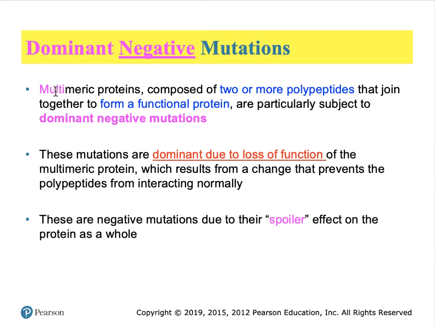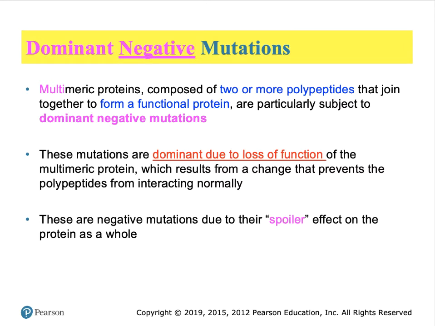So we call those multimeric proteins. The reason these mutations are negative is because they have a detrimental effect on the phenotype of that cell. And the reason they're called dominant is because all it takes is one gene product to be defective, and it can spoil the good stuff that the other gene is producing. Thus, the combination of the two is non-functional.